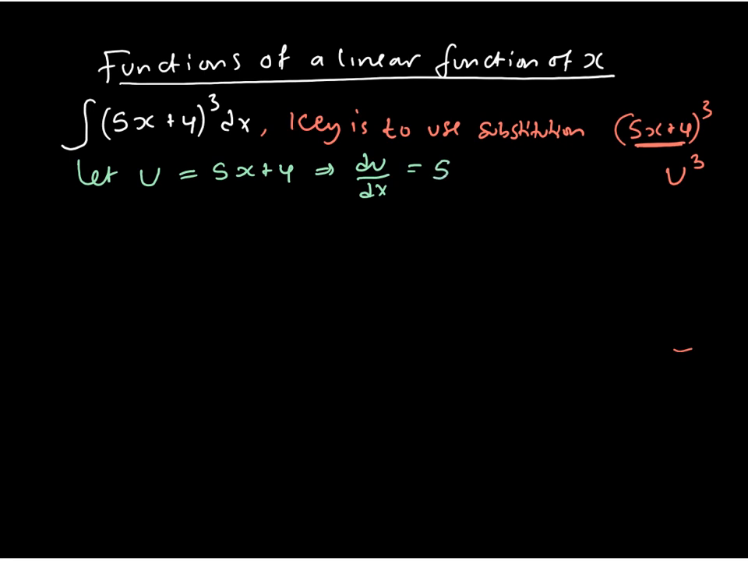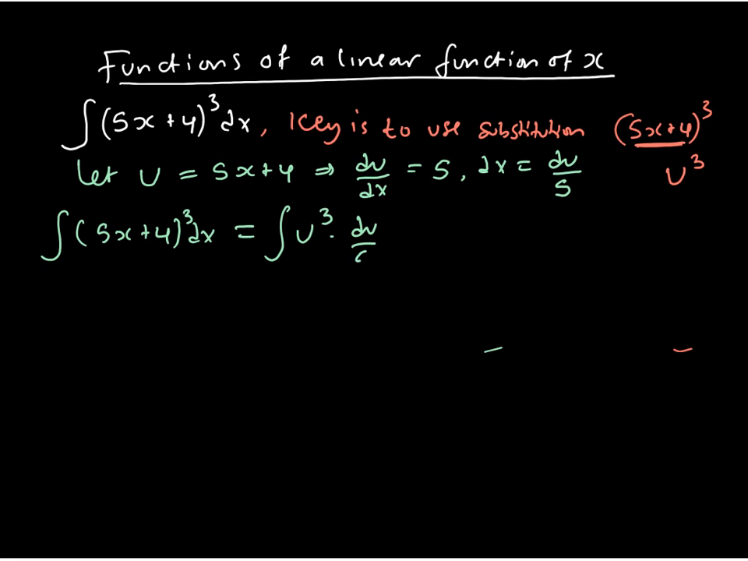Make dx the subject. This means that my dx is du divided by 5. So instead of integrating 5x plus 4 cubed dx, we want to integrate u cubed du over 5. This is going to be u to power 4 over 4, as the rule of integration is, then times 1 over 5. The final answer will be 1 over 20 of u to the power 4. But what is u? Put it back. It is 5x plus 4 to power 4, plus a constant of integration. You are done. You have integrated a function of a linear function of x by substitution.